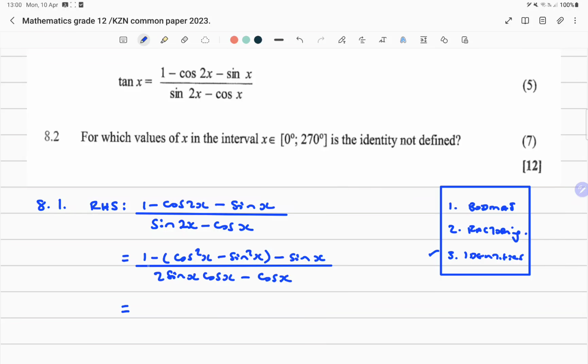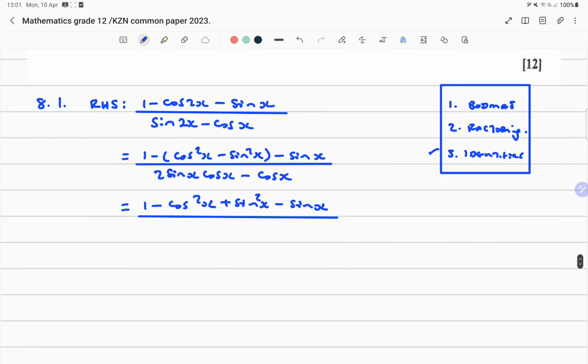What is going on in there? We can simplify the numerator first because it needs to be simplified. So this is 1 minus cos squared x plus sine squared x, minus sine x, over, this is now 2 sine x cos x minus cos x. Okay, so what do we do here?